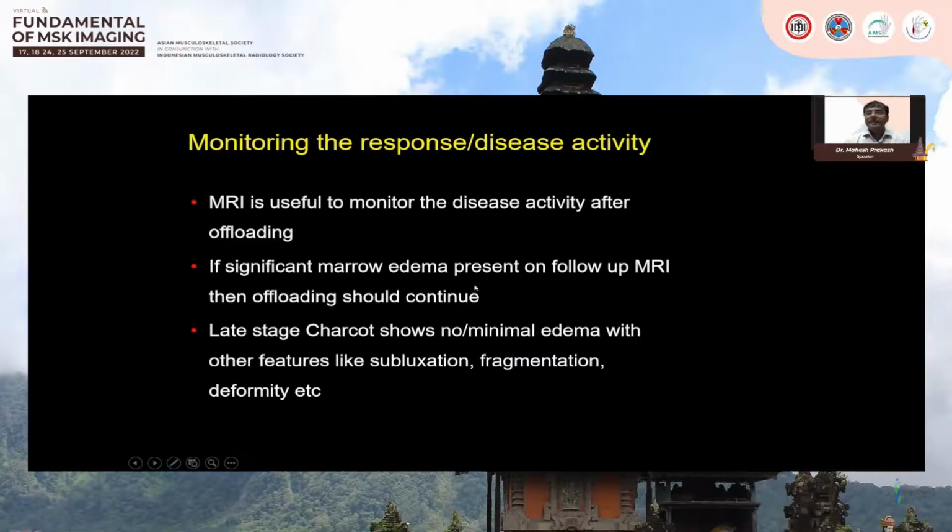MRI can also be useful in these patients to see if they are responding to the offloading or not. If there is significant marrow edema present on follow-up MRI, then people say that the offloading should continue.